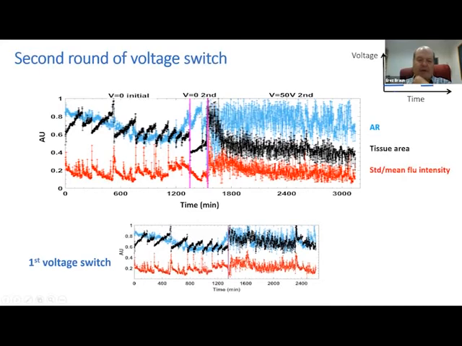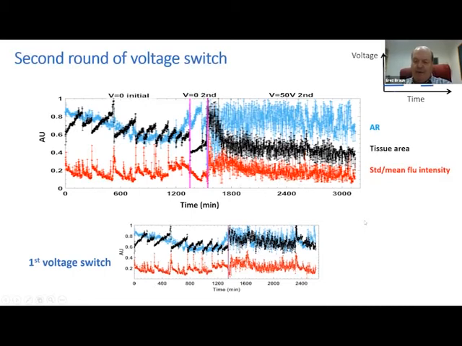Okay, again, you can take the same tissue back to 0, and then you can go to higher voltage. Here is 50 volts, here it was 40 volts. And you see again very high frequency fluctuations of the aspect ratio and the area, and the fluctuations of the fluorescence become also highly fluctuating in time.